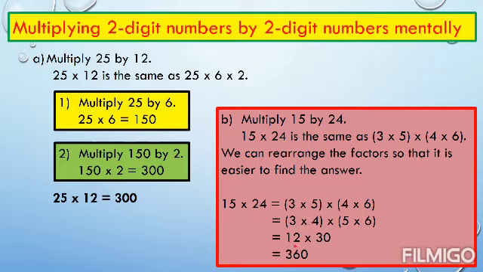Look at my pointer now. 5 times 6 equals 30. Let's multiply the 12 and the 30, and the product is 360. That is one way of rearranging the factors for us to find the product in an easier way. Let's proceed now to the next slide.